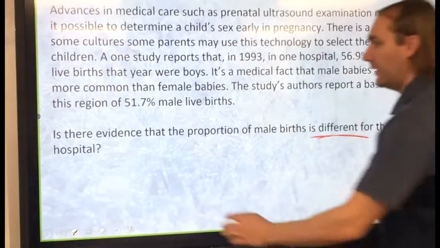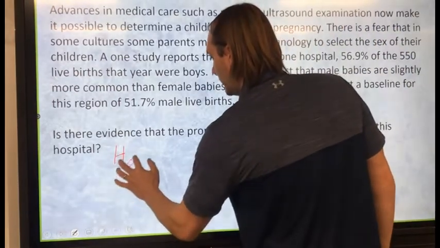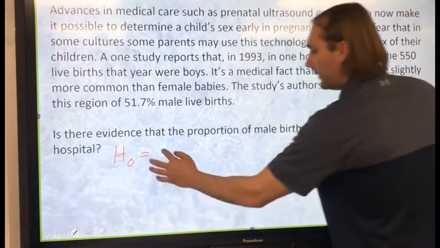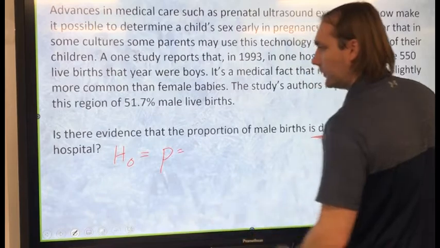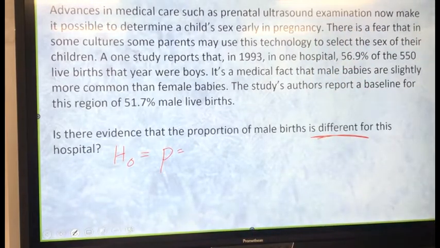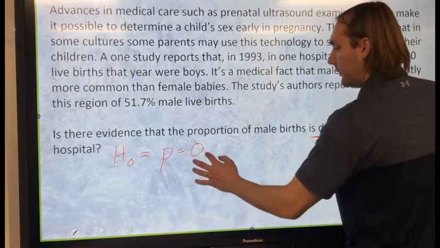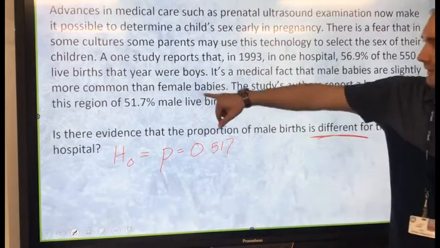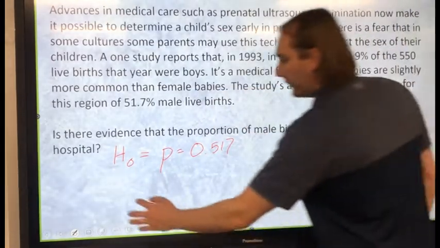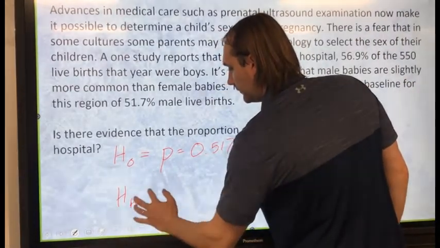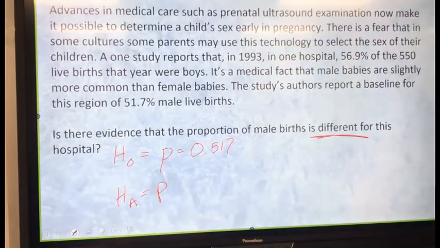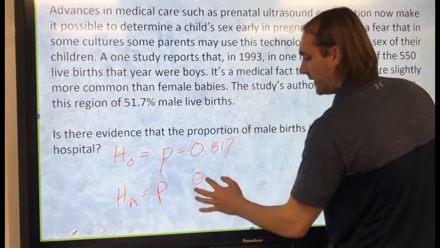So what is my H null, or H naught? P is equal to what? What's my baseline? Yeah, 0.517. So here's where I start, 51.7. And what is my alternative? No, it's going to be the same. You're going to use the same value as your null.